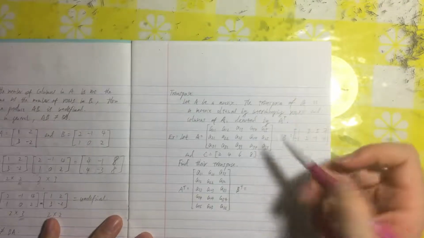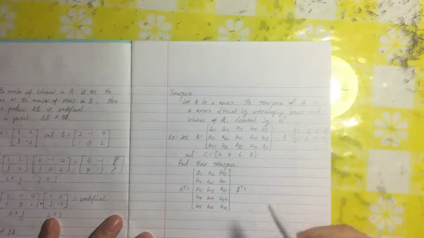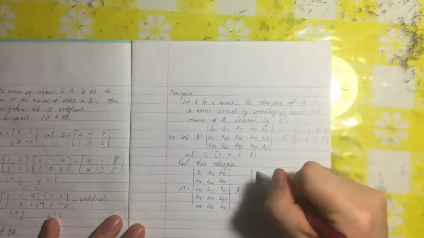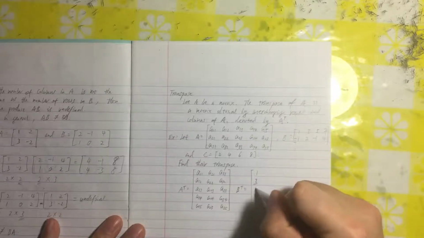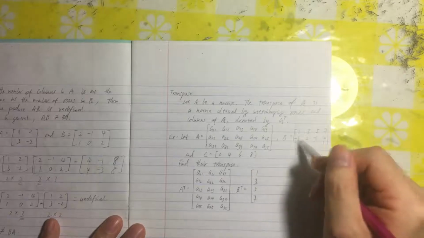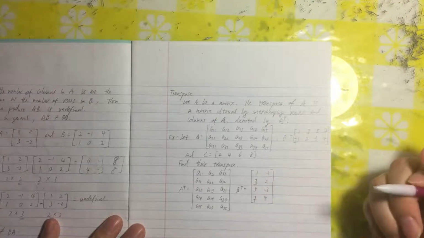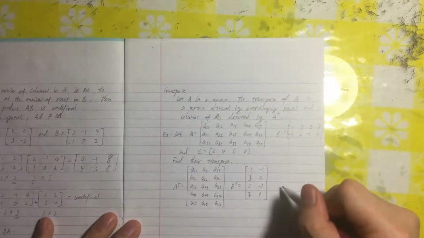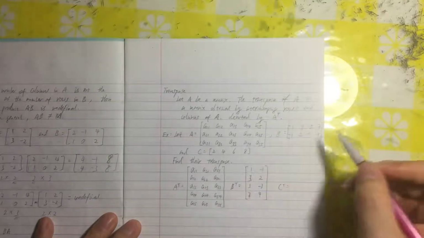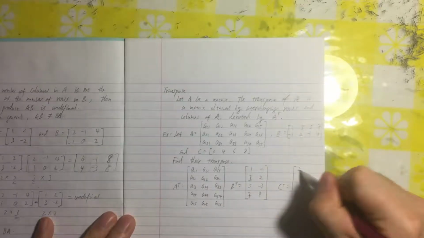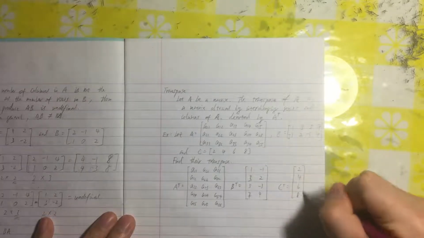Next, let's find B transpose. For B transpose, do the same thing. In matrix B, we put rows in columns. I have 1, 3, 5, 7 in the first column. I put the first row in the first column. And then I put the second row in the second column. I get negative 1, 2, negative 3, 4. That's B transpose. Next, for C transpose, do the same thing. Put rows in columns. There's only one row. So I put this row in a column: 2, 4, 6, 8. That's how we find transpose. We put rows in columns.